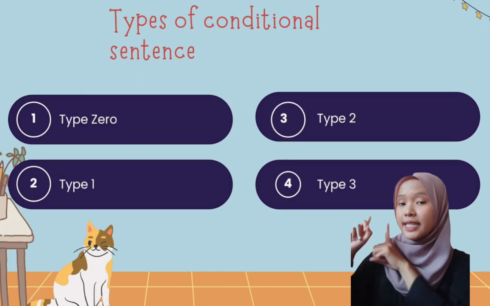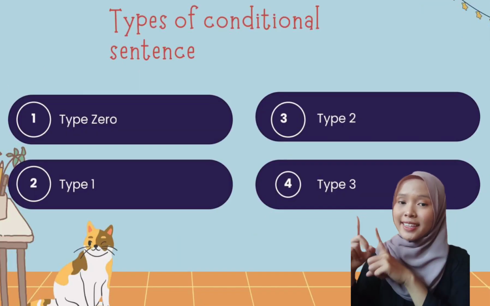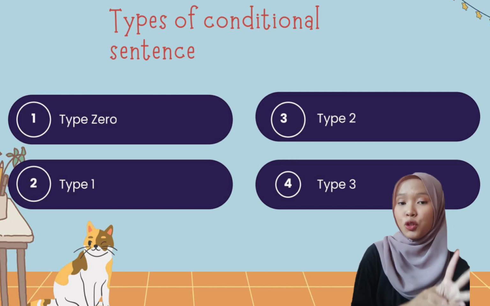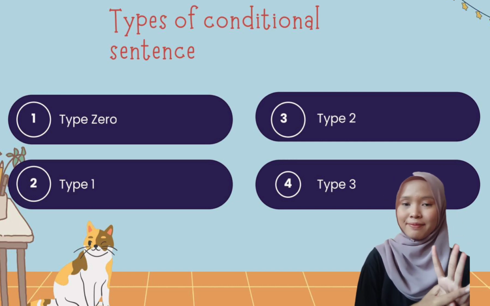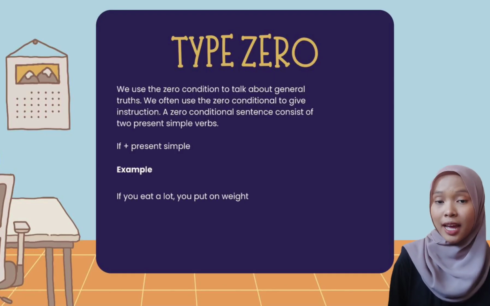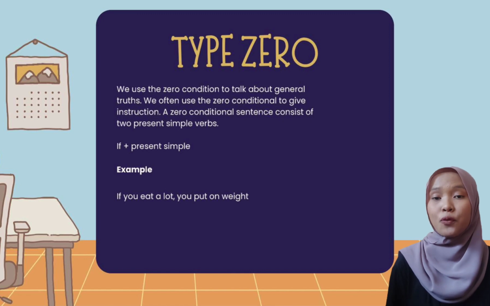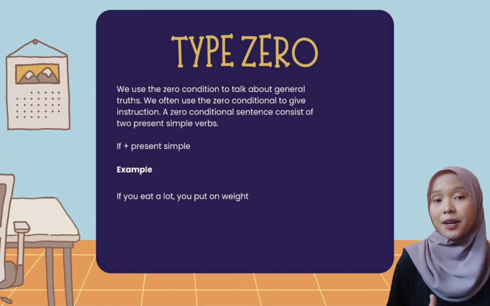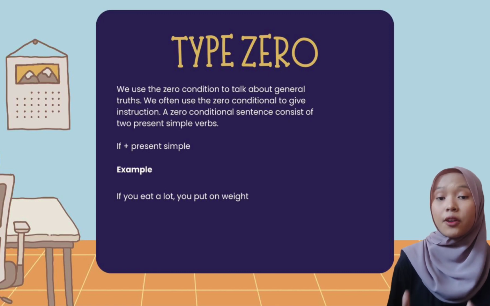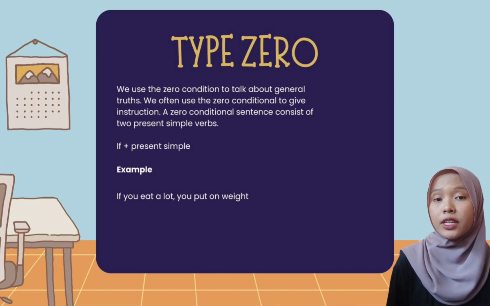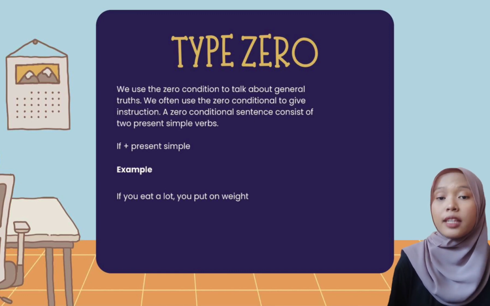And now, these are the types of conditional sentences. They are type 0, type 1, type 2, and type 3. Okay, first is type 0. The zero conditional is used for when the time being referred to is now or always and the situation is real and possible. The zero conditional is often used to refer to general truth.